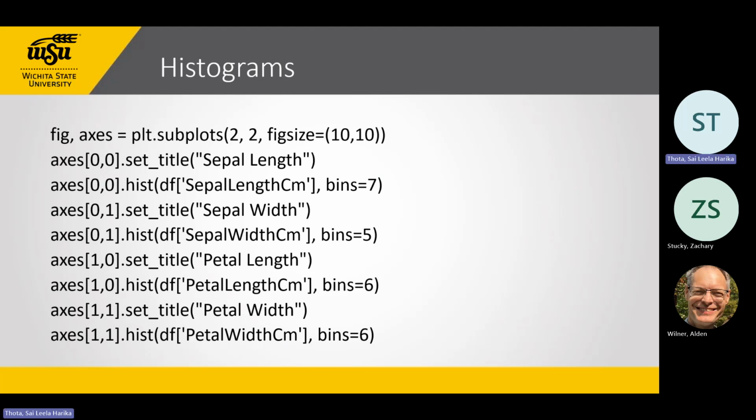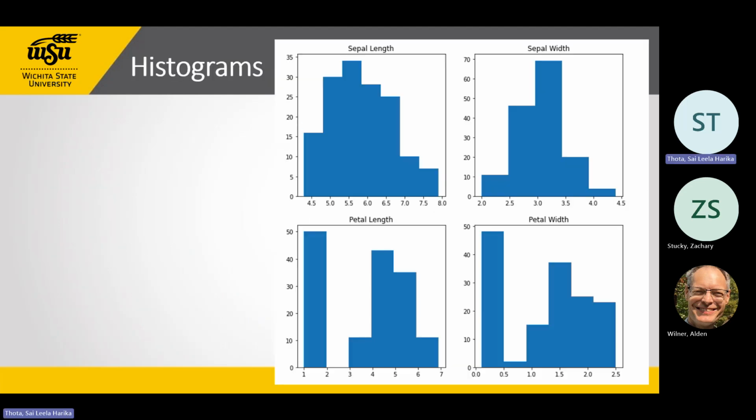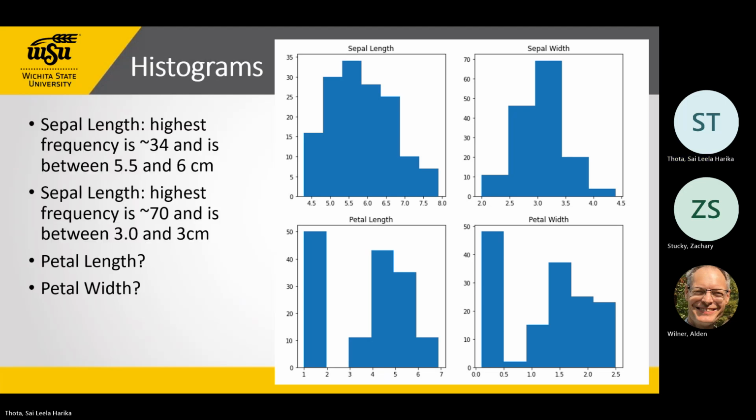And histograms are basically used to get the frequency of the species. So this is how the histograms will look. If you observe the sepal length, the highest frequency is 34 and it is between 5.5 and 6 centimeters. The highest is approximately 34. So in that way, you can observe the highest values and the ranges by using the histograms.